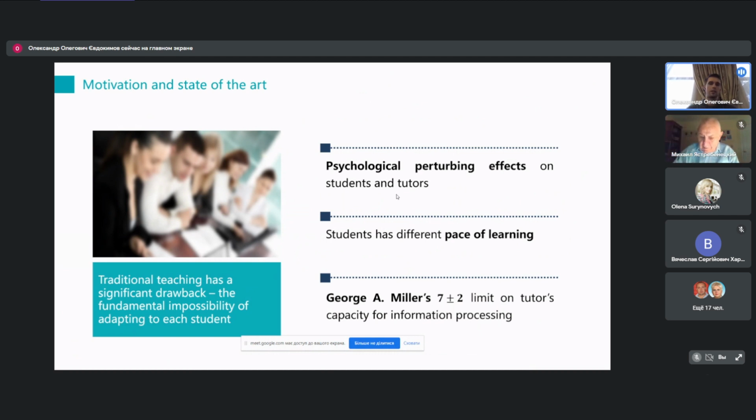Students' differences that negatively impact the learning process are that they have different paces of learning. Also George Miller's restrictive 7 plus minus 2 limit on the tutor's capacity for information processing. So the tutor is not able to grasp and control the learning paths of more than 7 plus minus 2 students simultaneously. But the key drawback is the fundamental impossibility of adapting to each student.